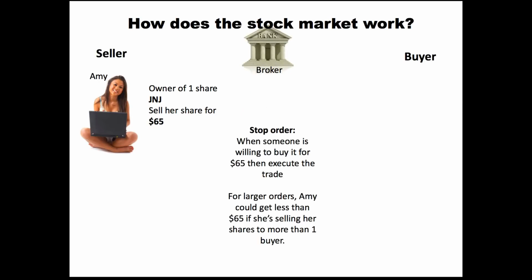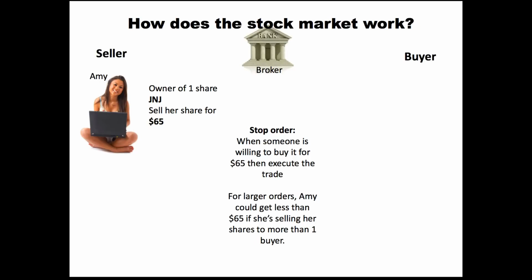Now, the first type of order that we're going to talk about is what's called a stop order. And this is when somebody is willing to buy it for $65, then the trade would be executed. So she says, broker, you're not allowed to trade my one share unless somebody out there is willing to buy it for $65. Let's assume for just 1 second that Amy had 100 shares, okay, and she wanted to sell all 100 shares, and she put in a stop order at $65, meaning some buyer has to at least be willing to buy the first share for $65.